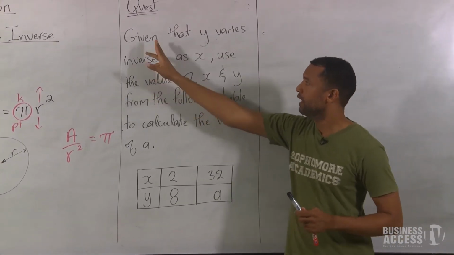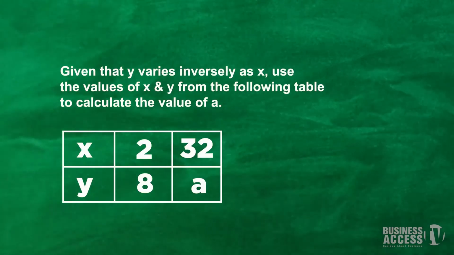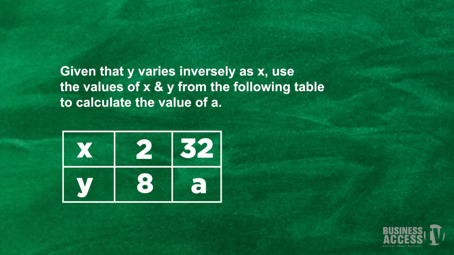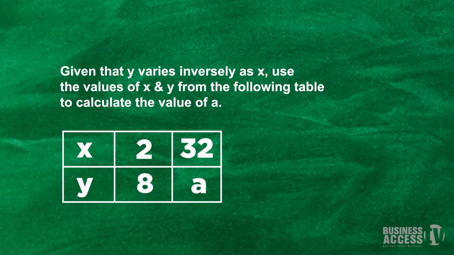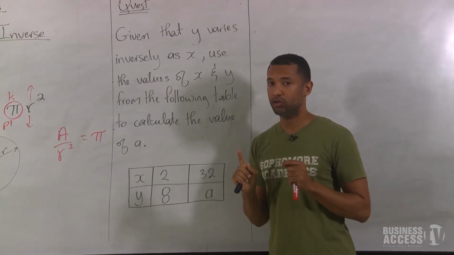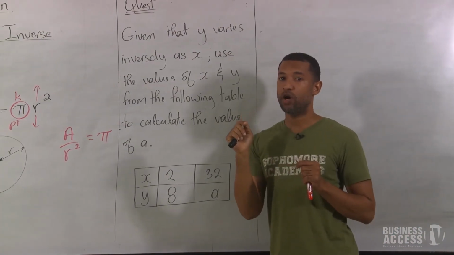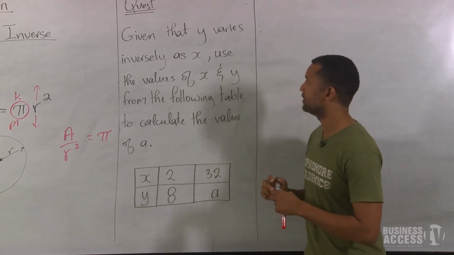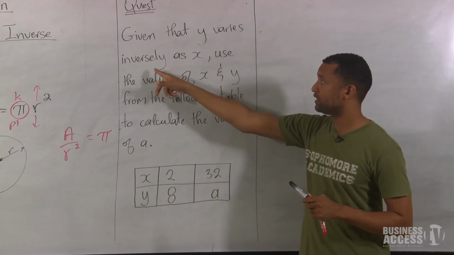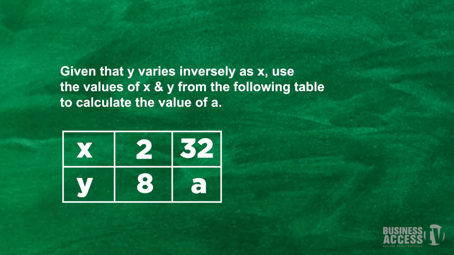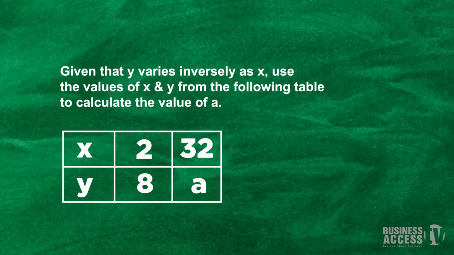Let's go. This question says, given that y varies inversely as x. So we have two variables, guys, and they vary inversely. What this means is, as the value of one goes up, the value of the other will go down, inverse, opposite directions, all right? So given that y varies inversely as x, use the values of x and y from the following table to calculate the value of a.